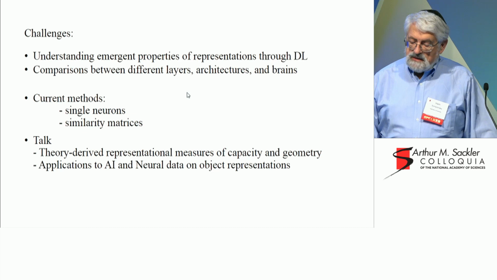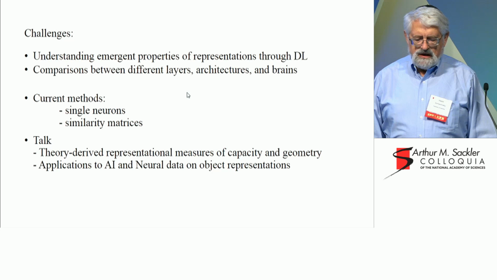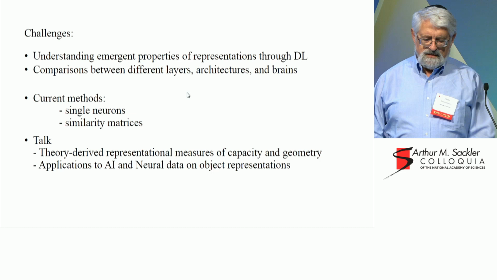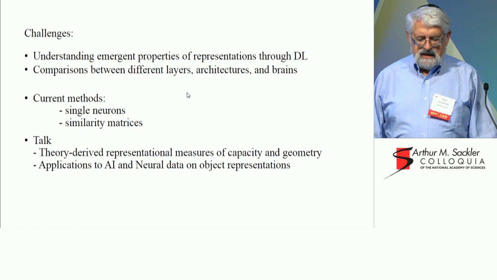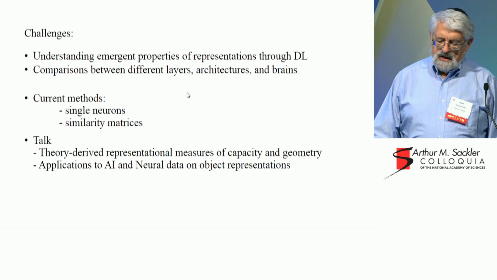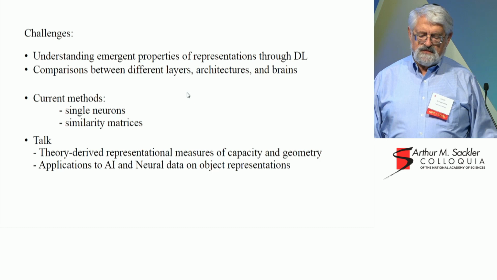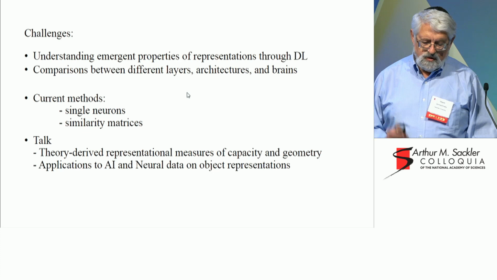This has been addressed recently by several works. Some of the current methods either use a single neuron from the brain and compare it with some artificial neuron, or a collection of neurons in the artificial networks. So, single neuron properties comparison. A very popular method was similarity matrices. What I'm going to propose is a complementary method, which is a measure of capacity and geometry, driven by the theory or by a relevant ensemble of tasks. And I hope to show you some applications to both AI and neural data on object representations.